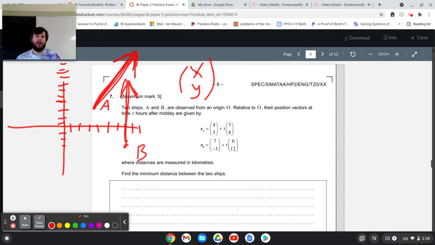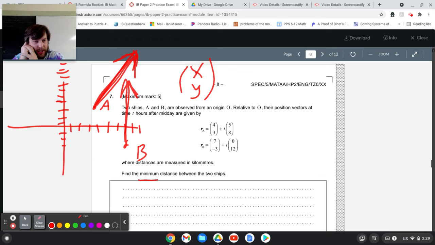Okay? And so they're getting closer together, but there's a certain point where they're going to diverge again. And so we know that there's going to be one clear minimum. It could theoretically be 0, but it most likely won't be. That would be a collision. So now let's actually try to find the distance between them, because the distance is what we're trying to minimize. That's the question: what is the minimum distance between the two ships?